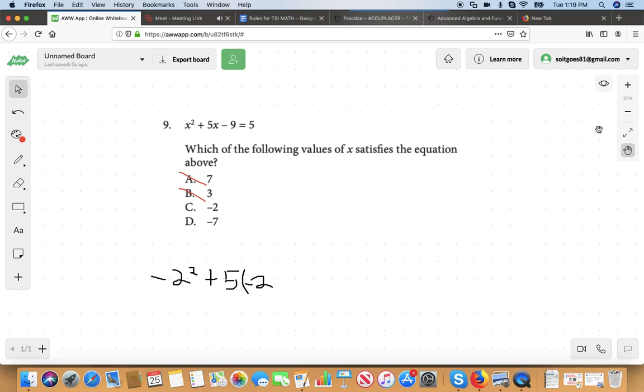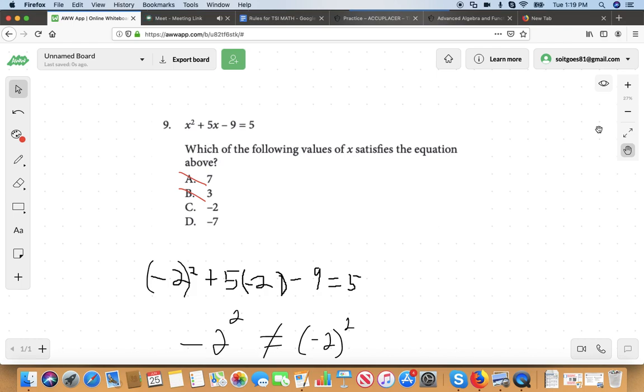Good. I like that you put those parentheses in there, right? So it doesn't look like 5 minus 2. It's 5 times negative 2. Okay. There's one more thing, though. I would add some parentheses here. Okay? Because there's a difference between negative 2 squared and, in parentheses, negative 2 squared.